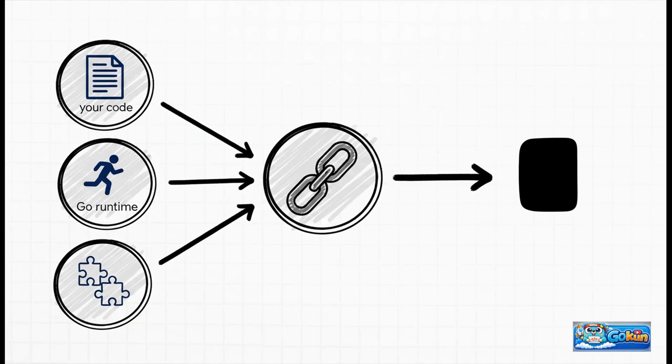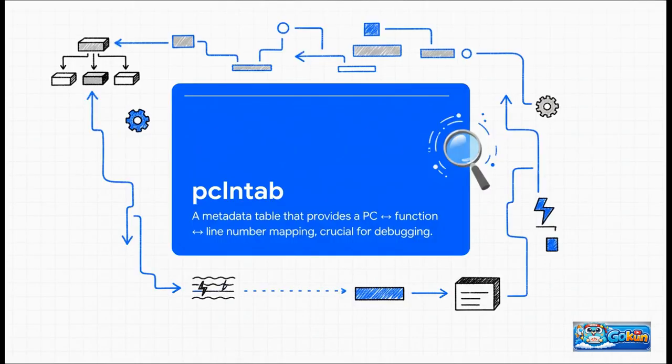It takes the object file from your code, goes and grabs all the necessary bits and pieces from the Go runtime and any standard libraries you're using, and it stitches them all together into one beautiful self-contained executable file. But it does something else really important too. It adds some essential metadata. One of the most critical pieces of metadata the linker bakes in is this table called the PCLN tab.